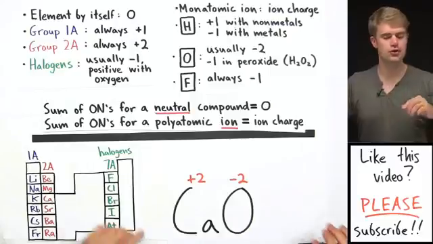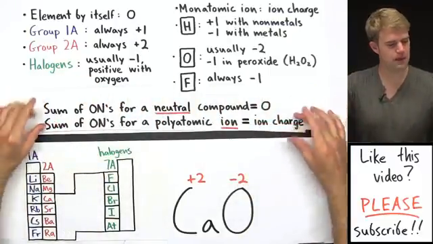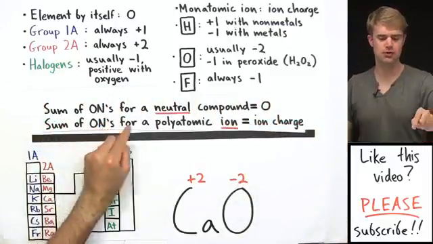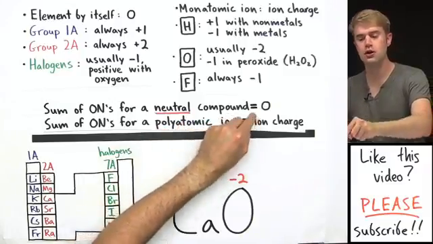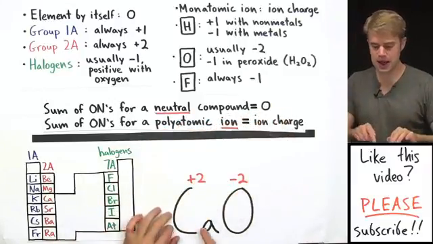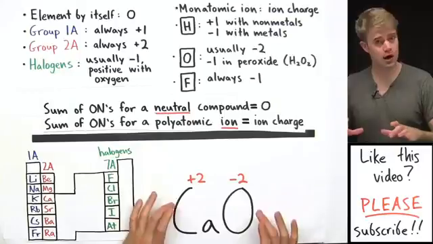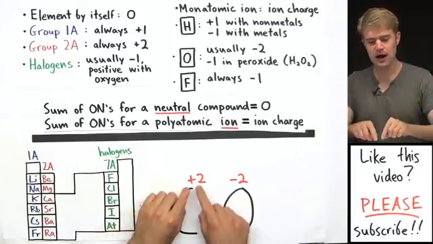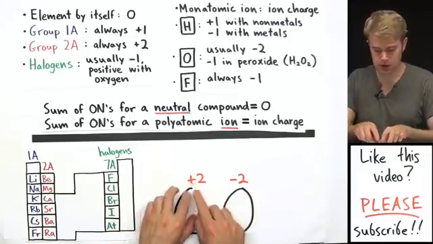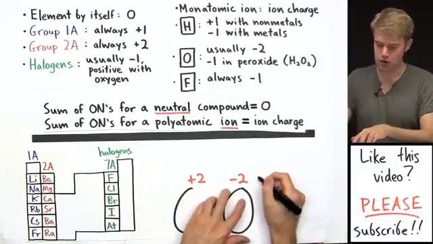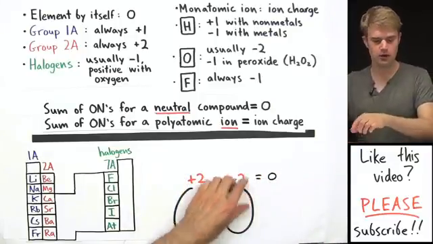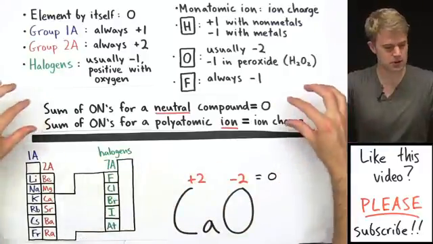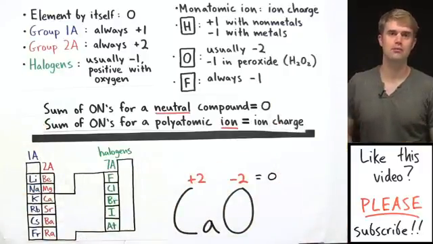Now check this out. There's a third rule, and that's this one right here, that the sum of oxidation numbers for a neutral compound should equal 0. CaO here is definitely a neutral compound. There's not a charge after it. And you'll see that if we add these oxidation numbers together, +2 -2, we get 0. So the oxidation numbers sum to 0 for this neutral compound.